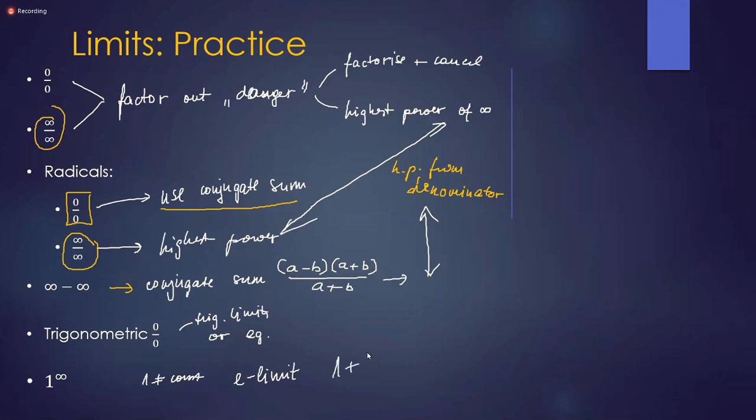Very special: 1 plus 1 over t to the power t tends to E when t tends to infinity. Never mind positive or negative infinity. So we use this if 1 is not constant. Of course, in most cases, we need to do transformations for this. And then, let me remind you, the equivalent infinitesimals, the final method.